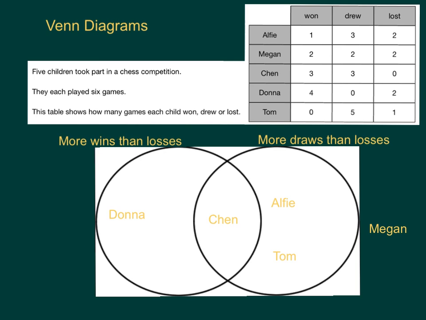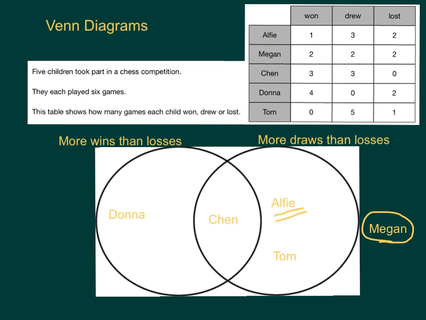So for each person, it's like you're asking yourself 2 questions. For Alfie, has he got more wins than losses? No. Has he got more draws than losses? Yes. So he must just be in this circle here. Megan has got 2 wins, 2 draws and 2 losses, so she just must be on the outside. Neither more wins than losses nor more draws than losses.